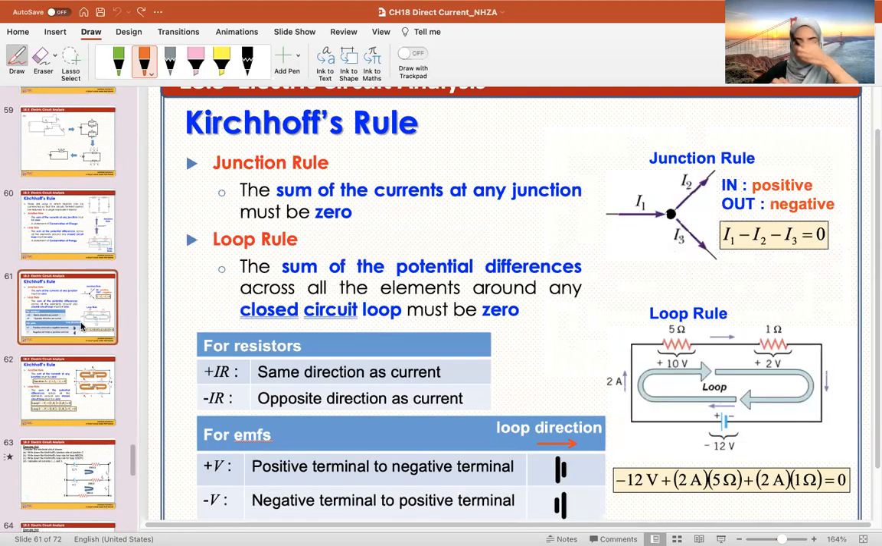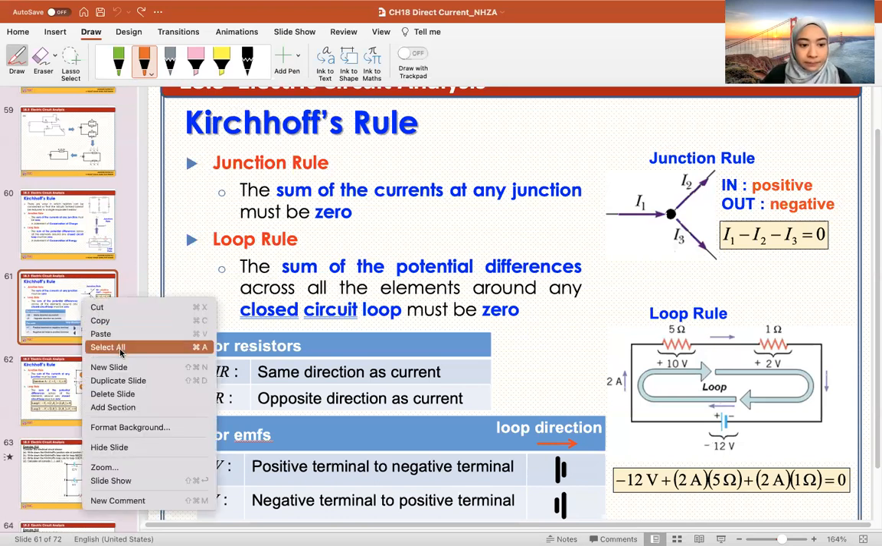Okay, just to recap what we have learned so far. Am I muting you guys? Oh, tak. Okay, so just a little recap on what we have learned so far. So let me draw a diagram.